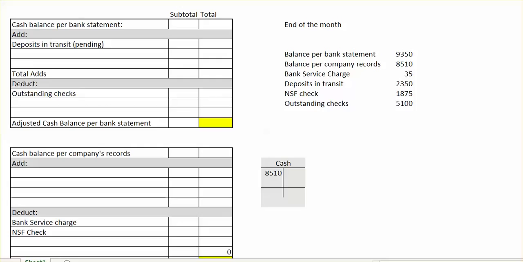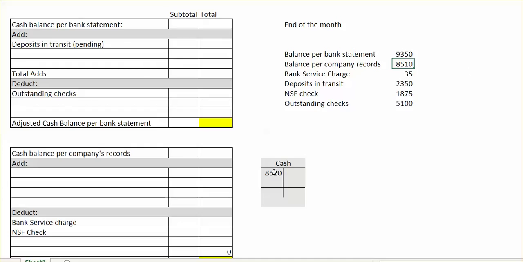At the end of the month, the bank is going to send us a bank statement, and they're going to tell us that we have $9,350 in our bank account, and that is for the end of the month. The balance per the company's record is $8,510.